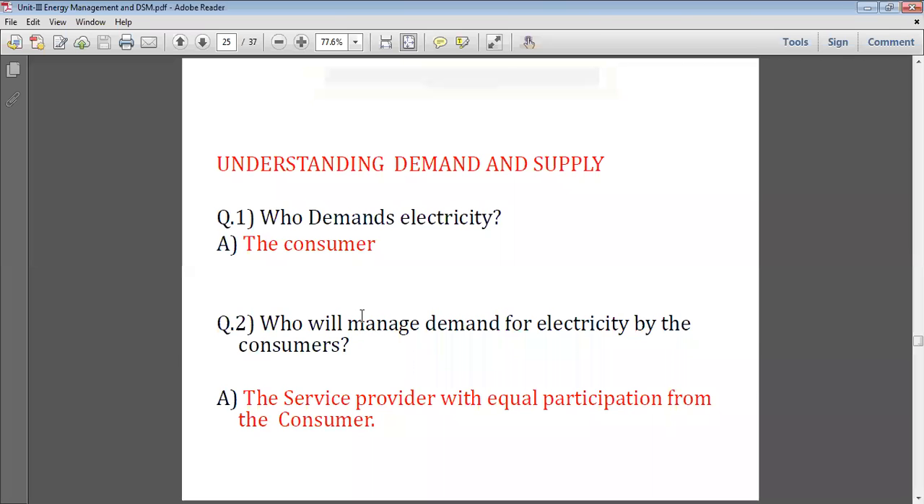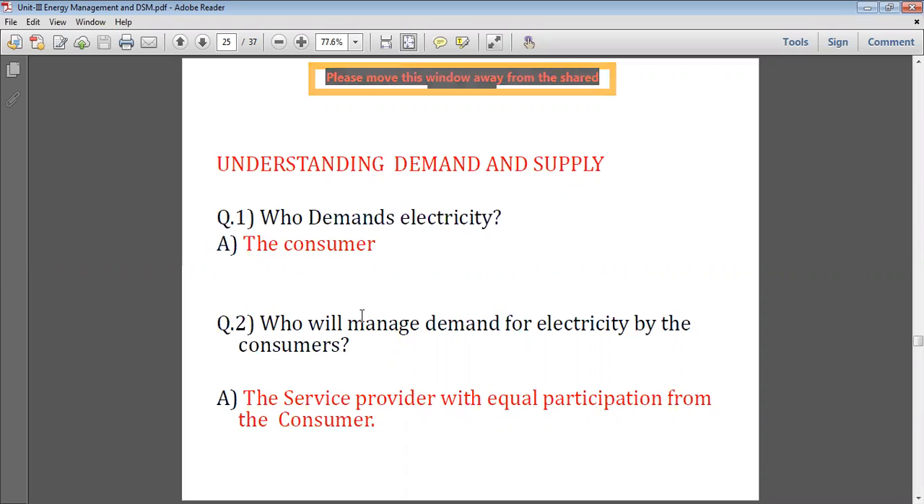Okay. Now, then who demands electricity? So we will have two questions, and from these two questions there is a collective responsibility of the consumer as well as the utility to do the demand side management. Only one cannot do the demand side management effectively. So who demands the electricity?